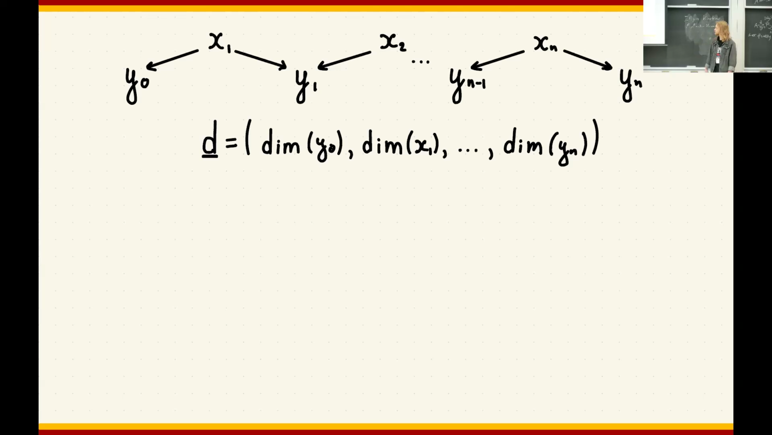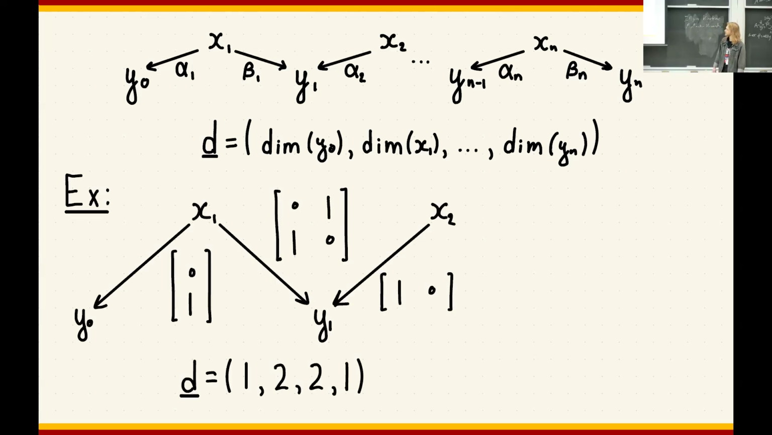Now that we've got our vector spaces, we've got their dimensions, you're not going to be surprised that these arrows are actually going to be our matrices, our linear maps. So here they are. Let's think about this in an example so that we know what we're talking about. So here is a type A bipartite quiver representation with 4 vertices, with dimension vector 1, 2, 2, 1. And I've already drawn in our linear maps for us, these matrices here.